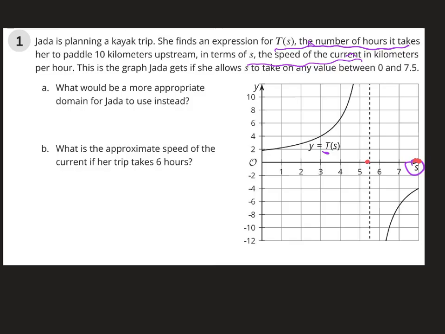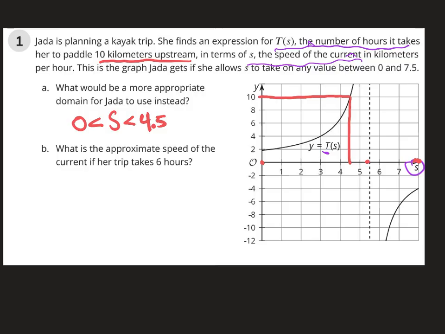So now, she wants to go 10 kilometers upstream. So what we're going to do is go to 10 and then go down. A more appropriate domain to use is 0 < S < 4.5. I know I said 5.5 in class because that was possible, but we are limited by going 10 kilometers. Our distance is 10, so we have to draw the boxes on the graph, and we can see that 4.5 is the highest we can go. Now, if we wanted to go more kilometers upstream, obviously we could go out further.